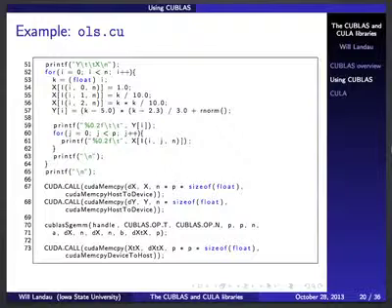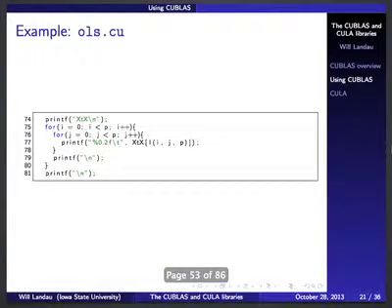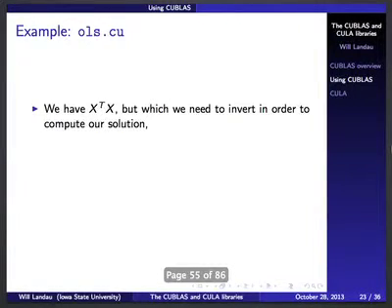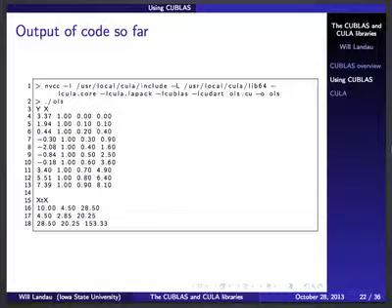That's the first step. And I copy this back to the host, sorry, so we can print it off and read what it is. All this is doing is printing it. So I have X transpose X, right? Here are my Y's. Here's my design matrix X, and here's X transpose X, right here.